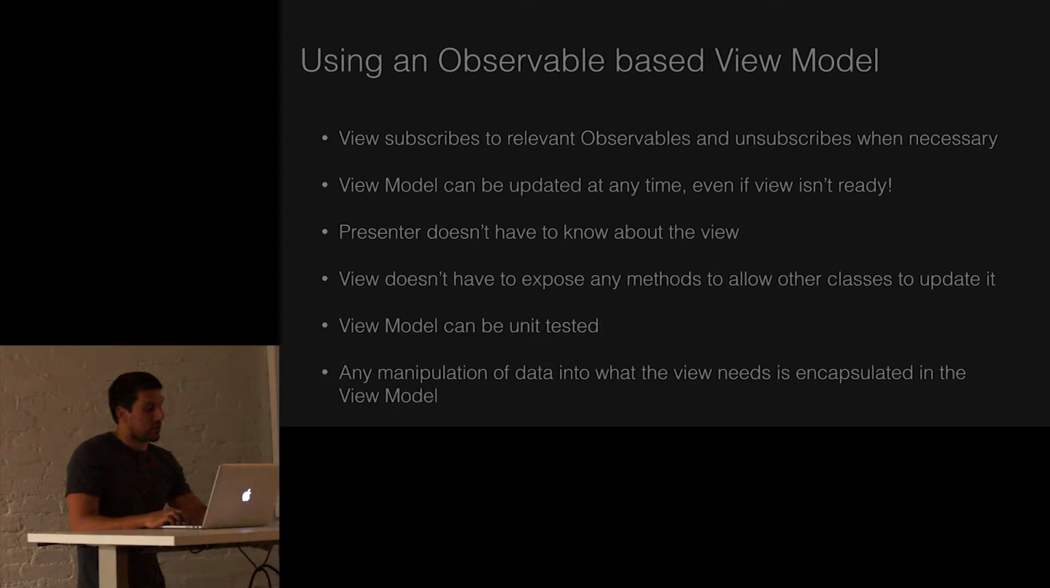And then that includes any manipulation of the data into what the view needs. We would ideally encapsulate that in the view model. So we wouldn't pass the view some big object that has 10 fields and the view would decide what to do with that. We should just tell the view, or the view should just say, I need text for this, give me a text observable.